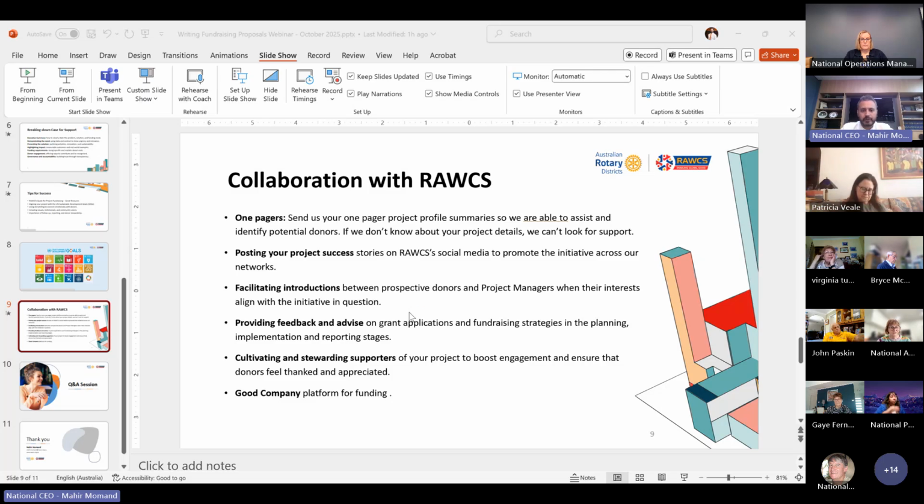We can also provide feedback and advice on your grant applications. When you write your grant application to funders, you can share them with us. We'll be happy to review them and provide you feedback so you can improve them.